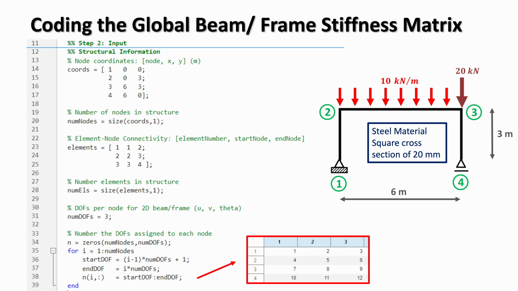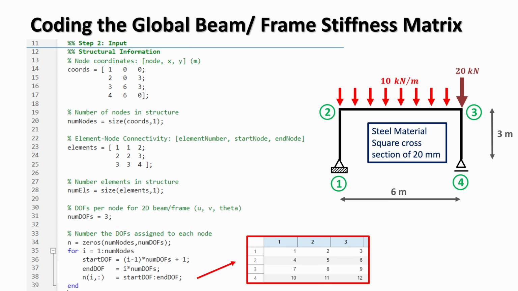We can also calculate the number of nodes with numNodes = size(coords, 1). The size command counts the number of rows in any array, which is the same as the number of nodes. In this frame, it'll give 4.